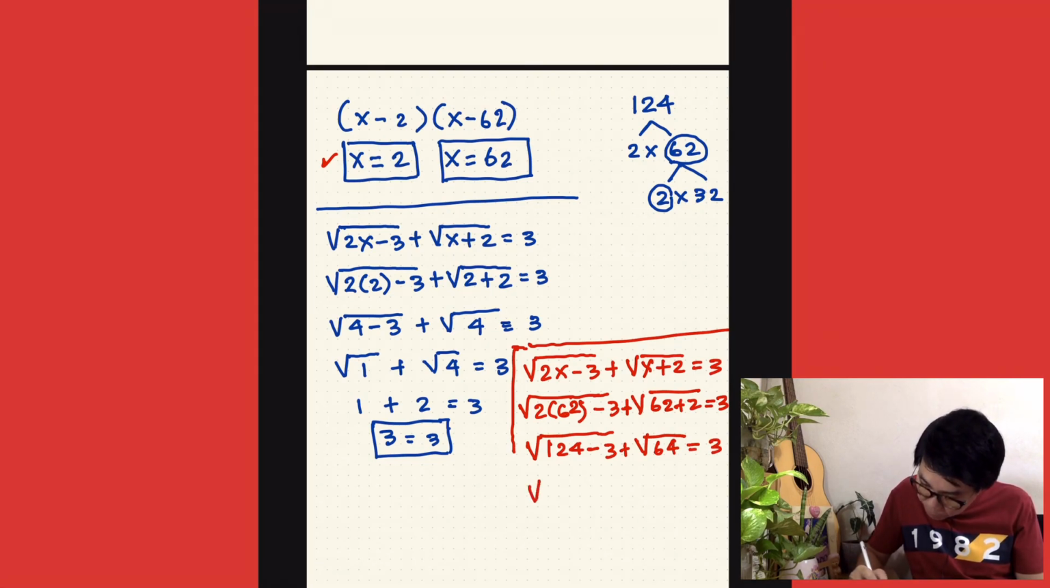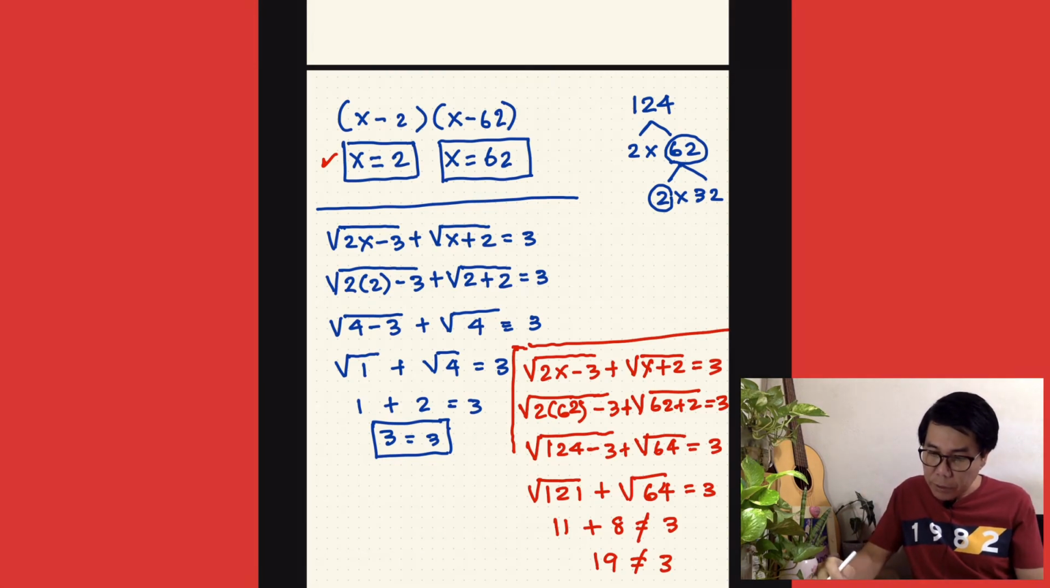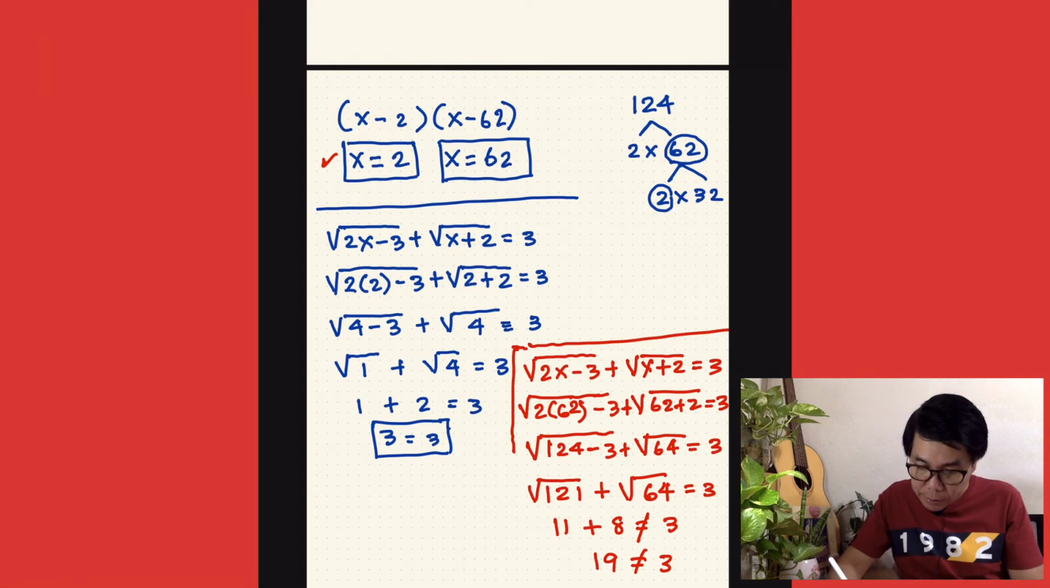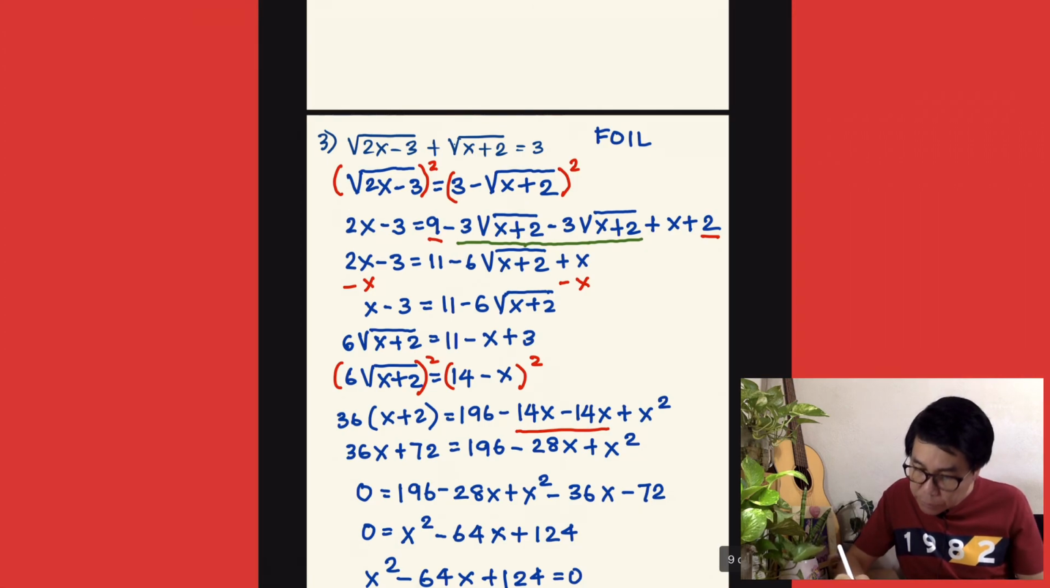So we have here 121, because 124 minus 3 is 121. Square root of 121 plus square root of 64 equals 3. Square root of 121 is 11 plus square root of 64 is 8 equals 19. It's not the same because 19 is not equal to 3. So we have only one solution for this question. The solution is x is equal to 2.